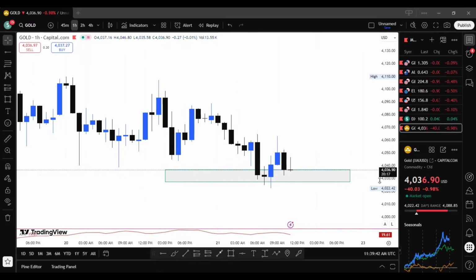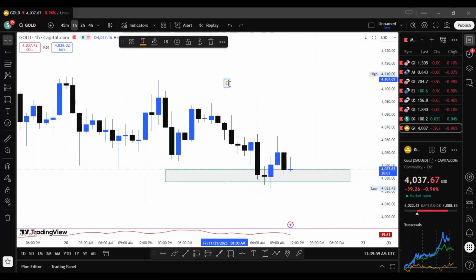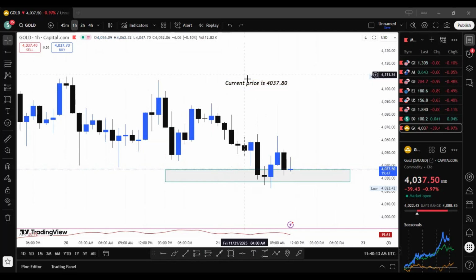So let's see. Let's assume the current market price is, let's take this, 4036.90. Let's just assume that is it. Let me use this particular tool here. Now, current price is 4037.80. All right, so that's the current market price. Let me use a black.